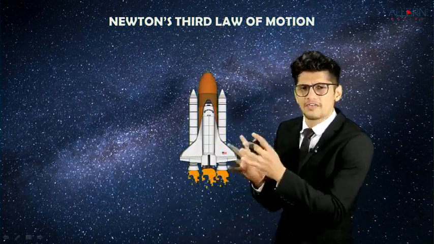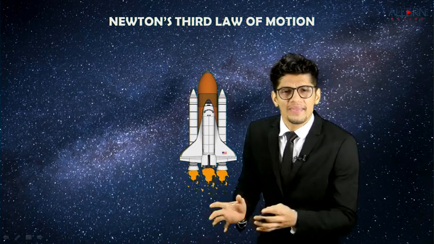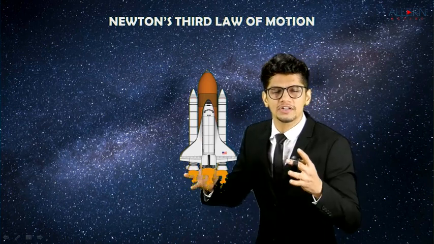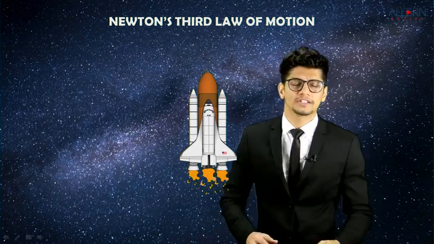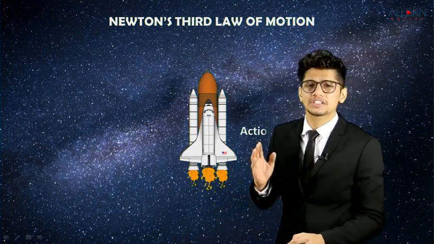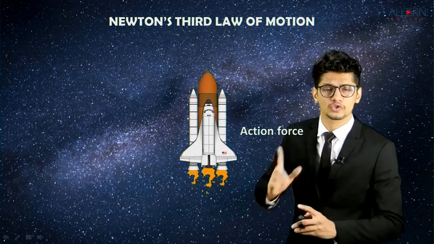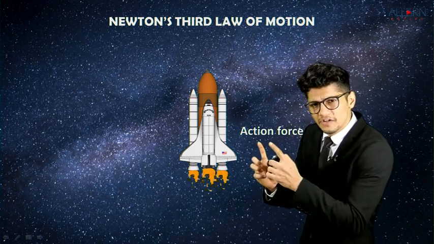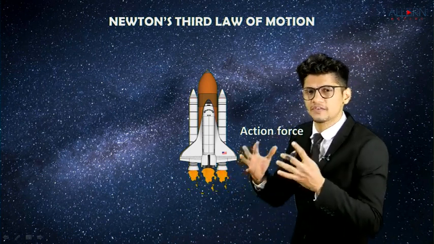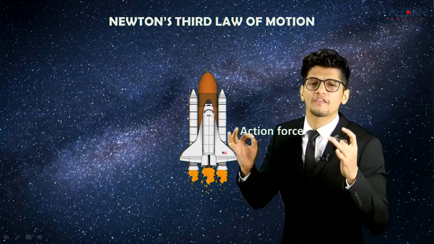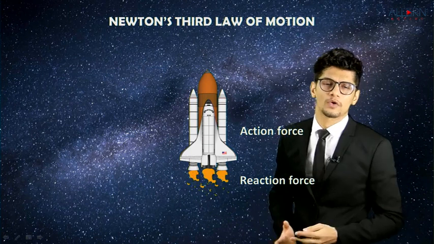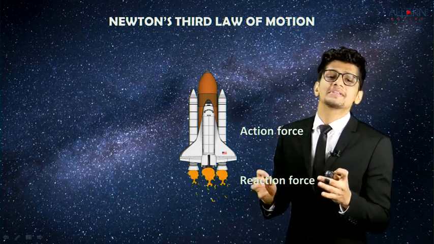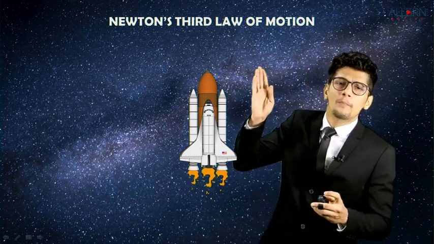Now, let us say we have a rocket in front of us. We know that the gases of the rocket exert a certain amount of pressure or force on the earth, on the ground. And that force is called the action force. Now, when this action force is given by the rocket or the gases of the rocket, an equal amount of reaction force is given by the earth or the ground. And this is why the rocket is propelled in the upward direction.